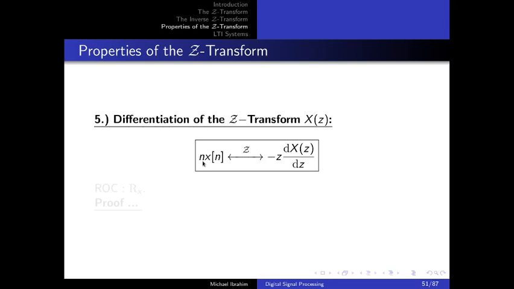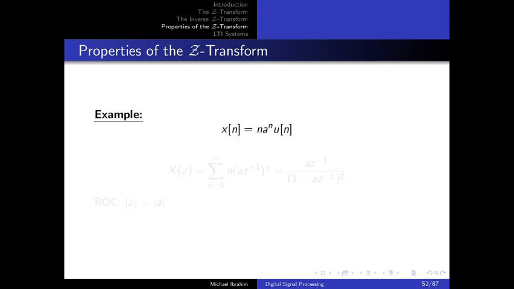In other words, if you have x of n and you multiply it by n, the transform of this would be to differentiate X of z and multiply by minus z. The ROC remains the same, it doesn't change, and again the proof is straightforward, but we'll ignore it for now.